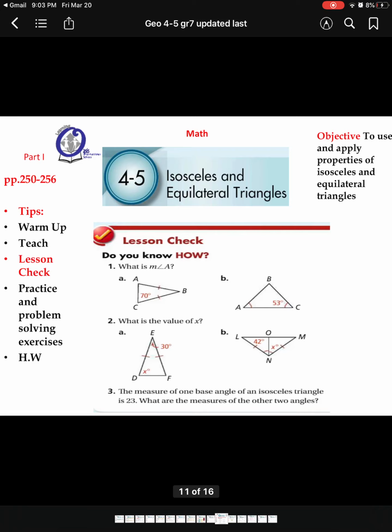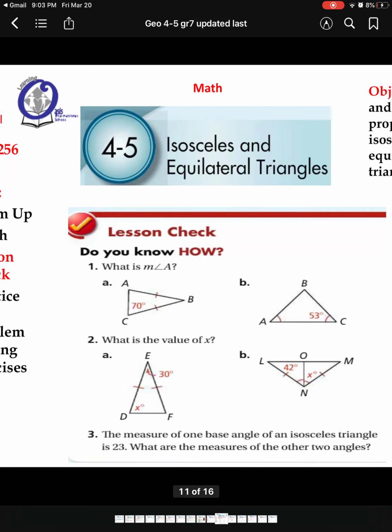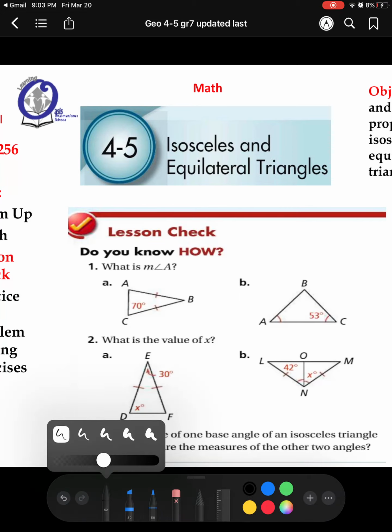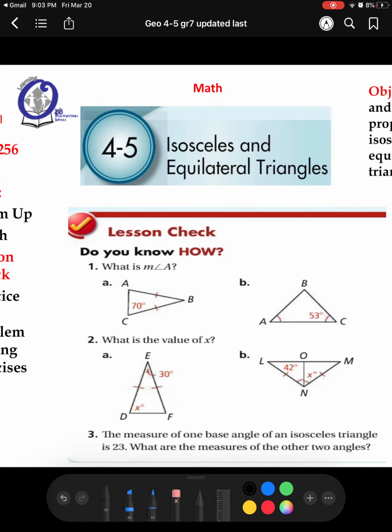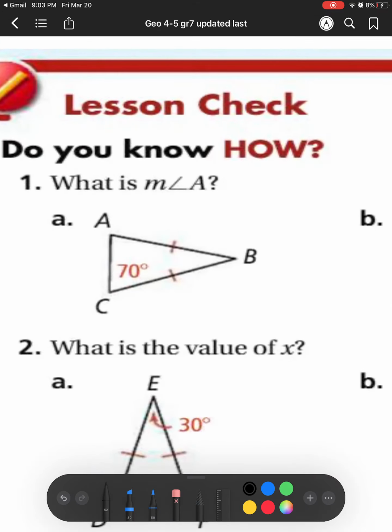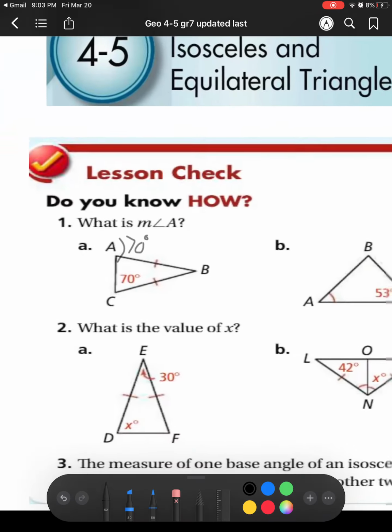We'll solve some questions from the lesson check. We'll start by A. What is the measure of angle A? How can I know? I need to check what type of triangle I have. I have an isosceles triangle because he marked for me AB equals CB. Since it is an isosceles triangle, this means the two base angles are congruent, and this angle is 70 degrees.